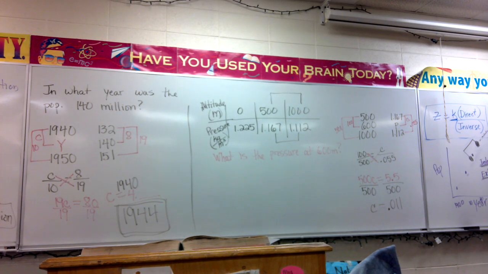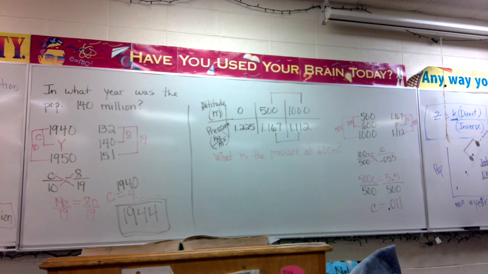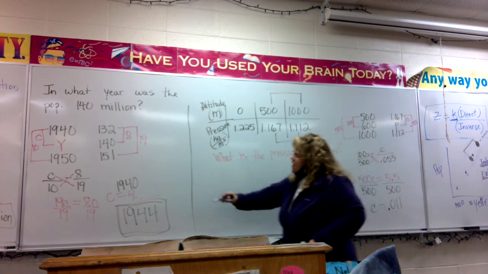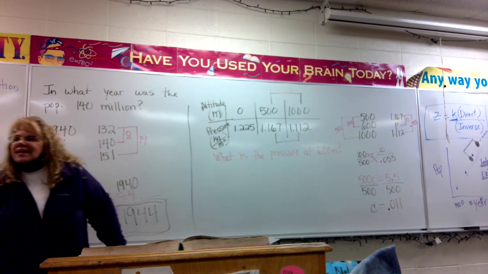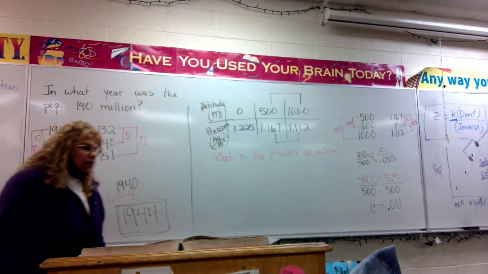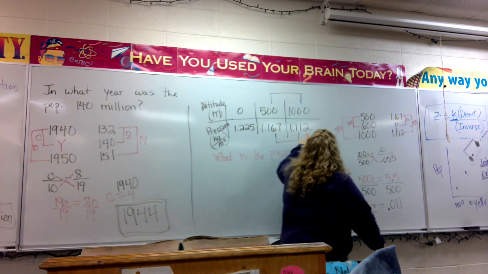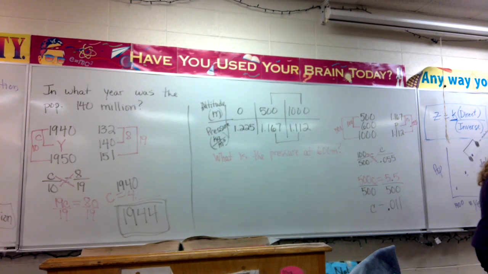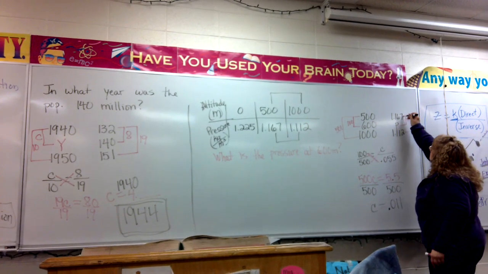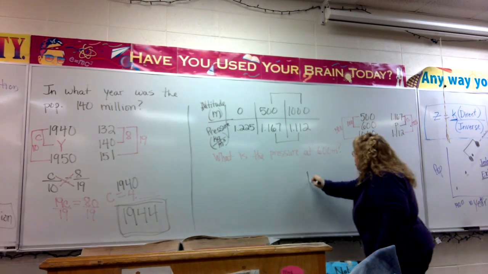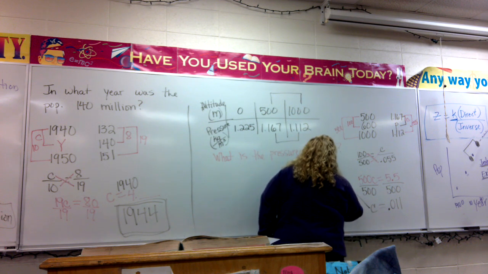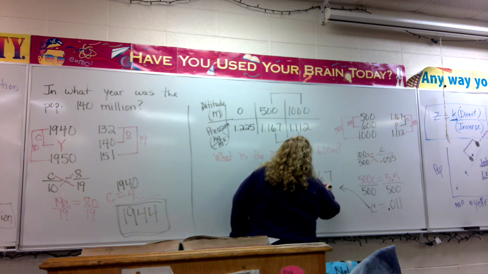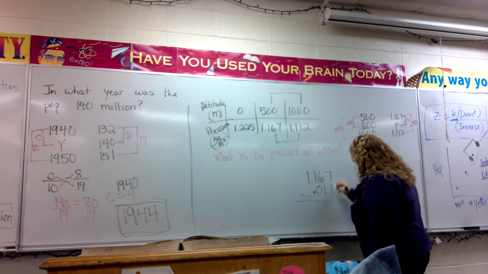Now, remember over here when we got this value, we added it? When we got this value here, we added it. That's because the values were getting bigger. Well, over here, if the pressures are getting smaller, we subtract. Instead of adding it, we're going to subtract. So the change right here, it's going to be 1.167 take away this value, 0.011. So what do I get?